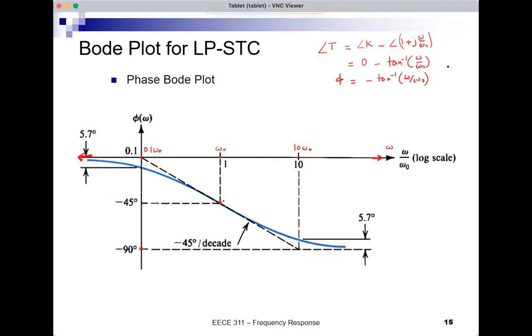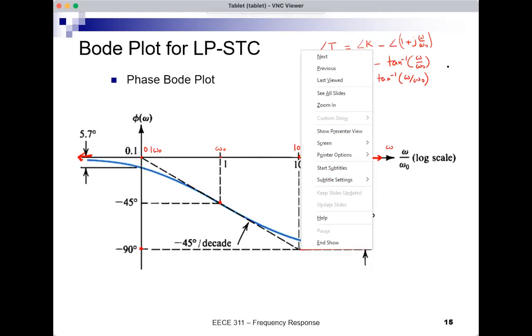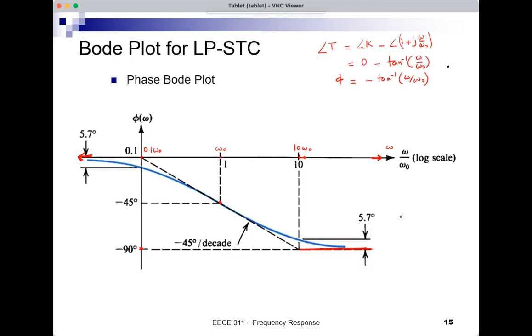We can also have some approximations if you want a quick approximate Bode plot. The approximations that we will do are the following. For all frequencies larger than 10 omega 0, I consider that to be high frequency, and I consider the phase angle to be approximately minus 90. So this is the approximate value for all frequencies starting at 10 omega 0. For all frequencies less than 0.1 omega 0, I would say these are low frequencies and the phase angle is approximately 0. So that's a constant phase angle for any frequency below 0.1 omega 0.